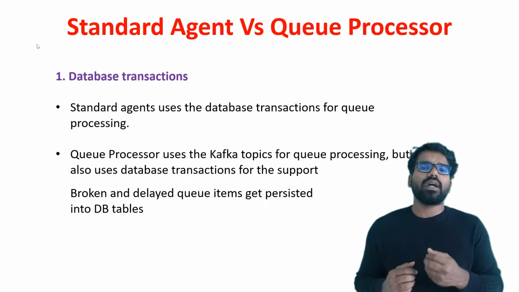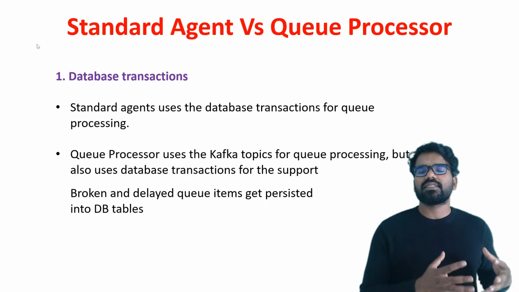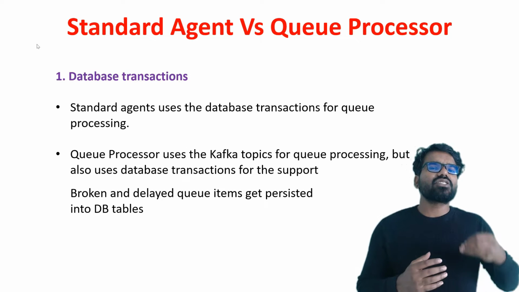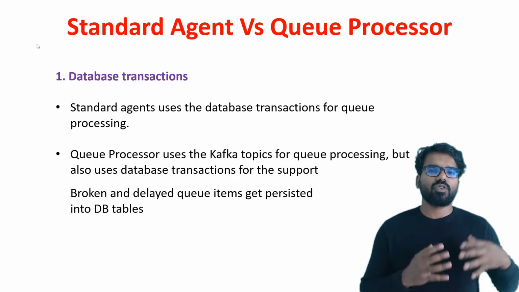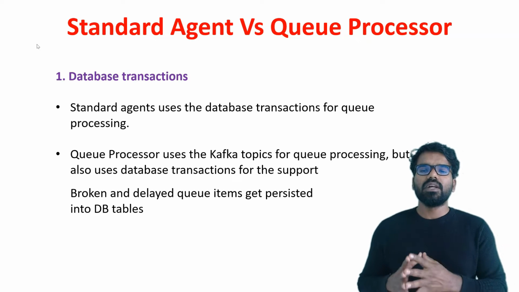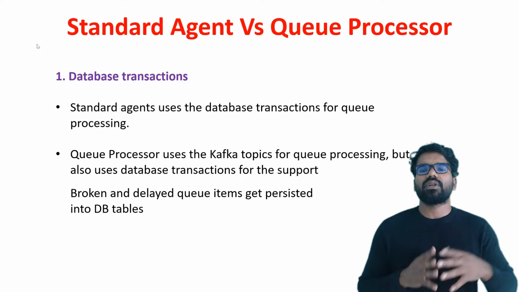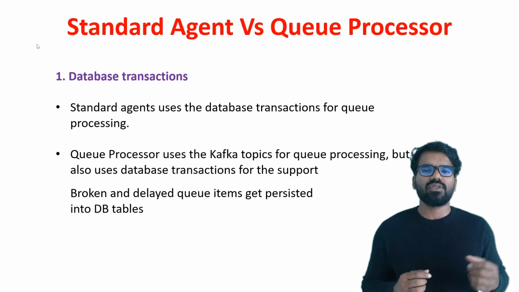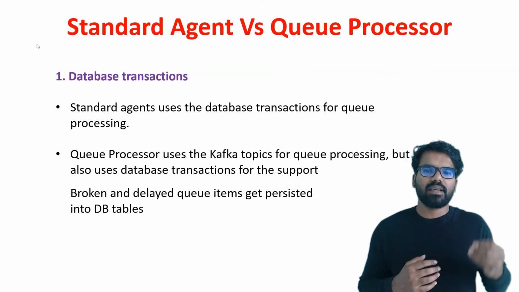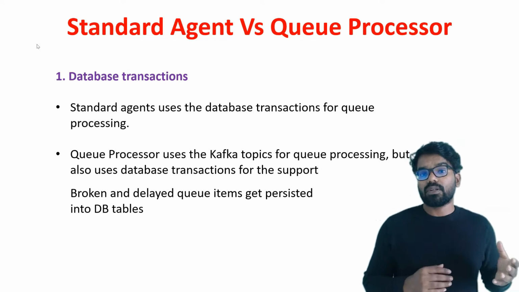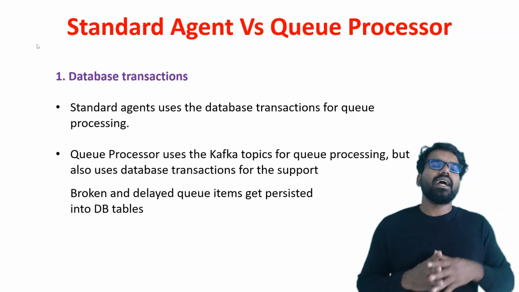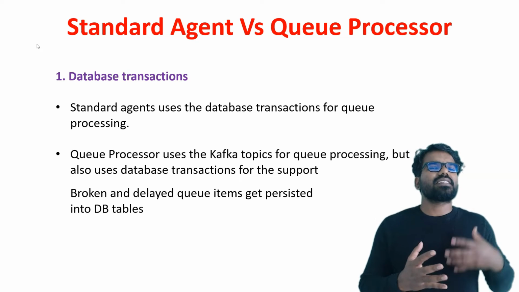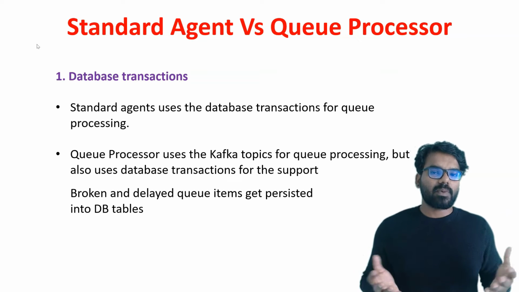And then the broken item. If the queue processing fails, then the data needs to be persisted somewhere, right? So Pega uses a dedicated table to persist the broken item. So definitely, with the queue processor also, we do use these database tables for support, but the main processing is with the Kafka data, and that is why the Kafka processing is much quicker than the database processing.